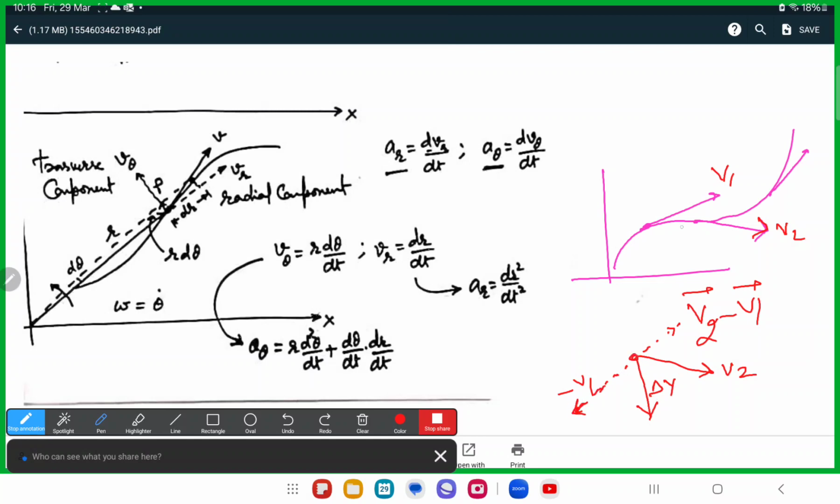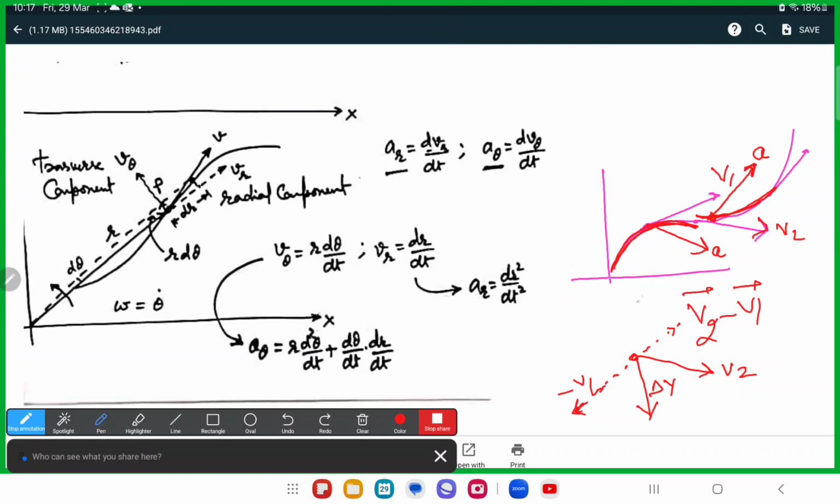Fine, this is the delta v direction. So you can roughly guess the direction of acceleration. The acceleration direction, of course, will be towards the curvature, inward to the curvature. Like here, the acceleration vector will be into the curvature. So we can roughly sketch the acceleration direction.